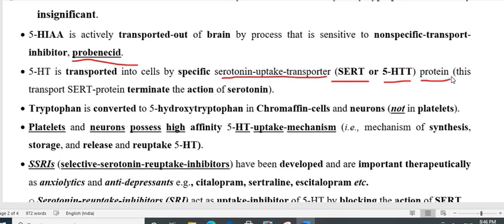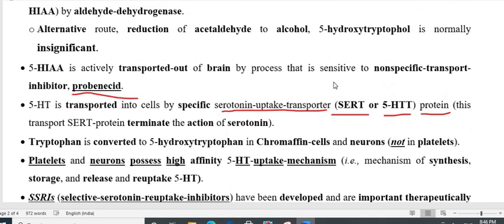What this transporter does is nullify the function of 5-HT by reuptake or uptake. What it means is, when 5-HT is released, it performs its local hormone function on the surrounding tissue, and its function is nullified either through the metabolism that we have mentioned, or through the reuptake or uptake within the cell. This uptake of 5-HT is performed by a transport protein, SERT, or serotonin uptake transporter protein. So this nullifies the effect of 5-HT by transporting it within the cell.